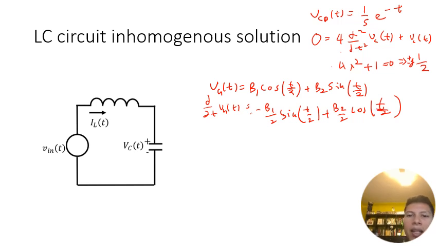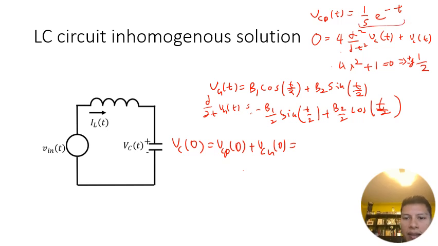And finally, we can apply our initial condition. So basically we have that Vc of 0 is equal to Vc particular of 0 plus Vc homogeneous of 0. In this particular case, Vc particular is this, so we have 1 over 5 e to the negative 0, which is just 1/5, plus Vc homogeneous of 0. Here the cosine is 1, so we're going to get B1, and then the sine is 0, so we don't have to write it. And that should all be equal to 0. So this gives us that B1 equals negative 1 over 5.